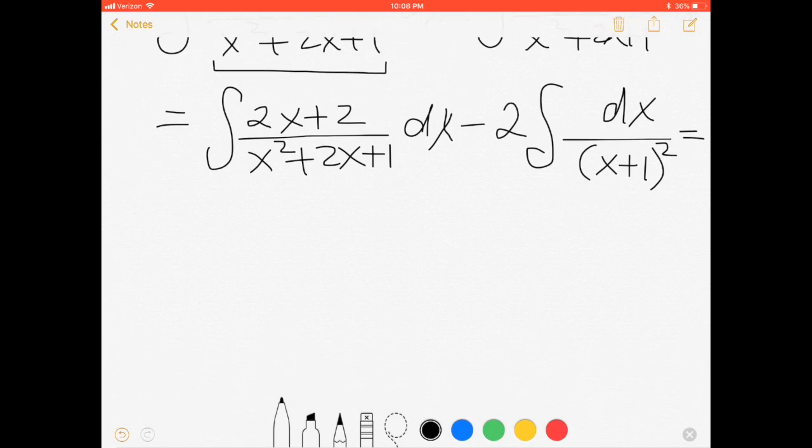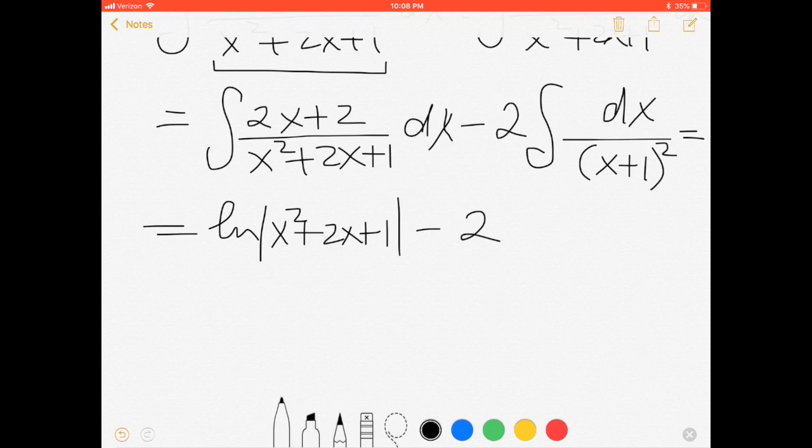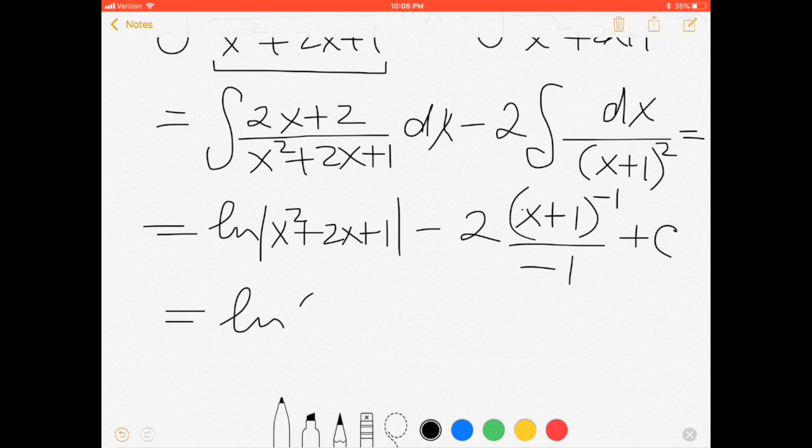Because we add and subtract 2, the first fraction will be exactly the derivative of the denominator. Here we have the first integral, it will be natural log of x squared plus 2x plus 1. A second one is minus 2 times (x plus 1) to the power negative 2. Add 1, it will be negative 1. Okay, (x plus 1) to the power negative 1 divided by negative 1, plus c. Now I write a little bit better.